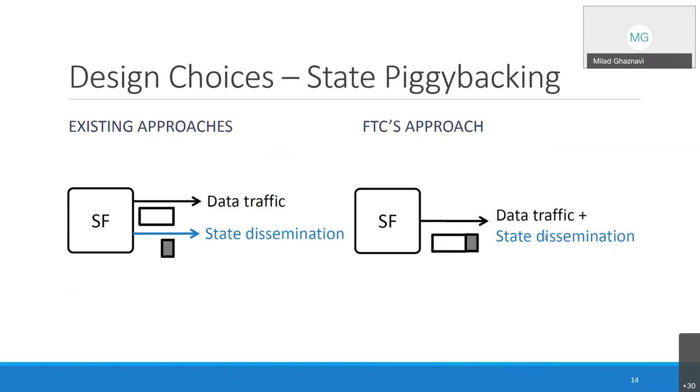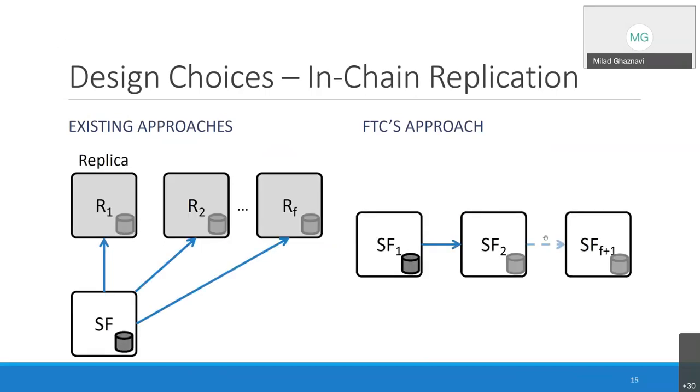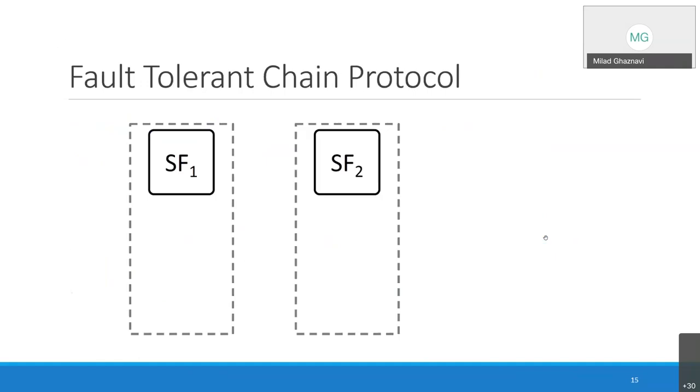Combining state piggybacking and in-chain replication gives us a system that can achieve high performance. So let's see in more detail how our system works.